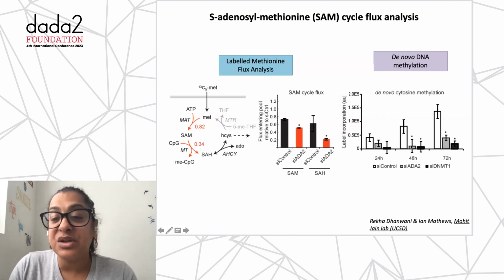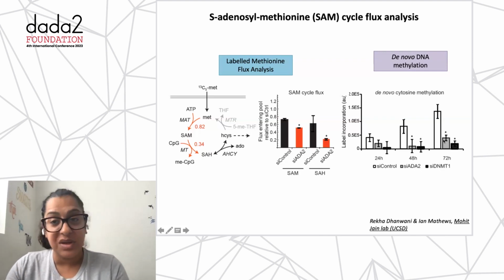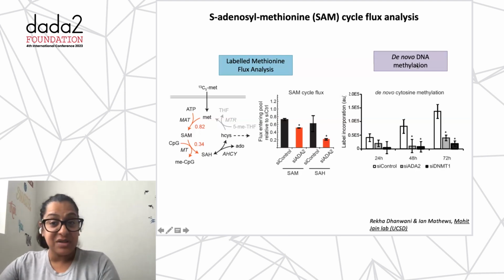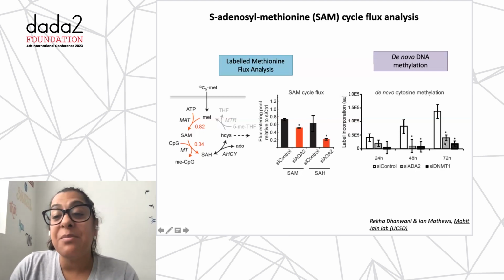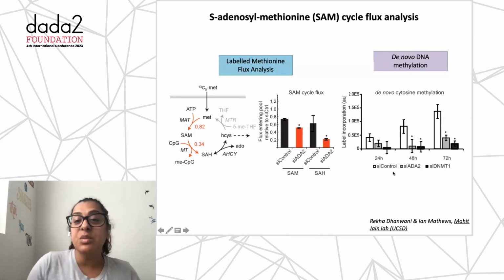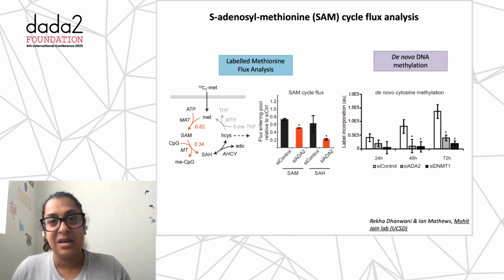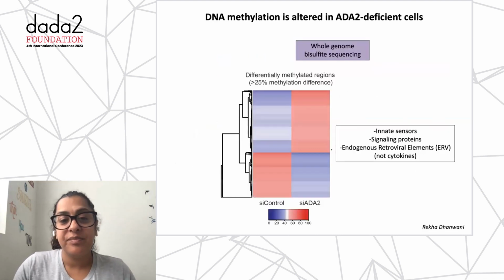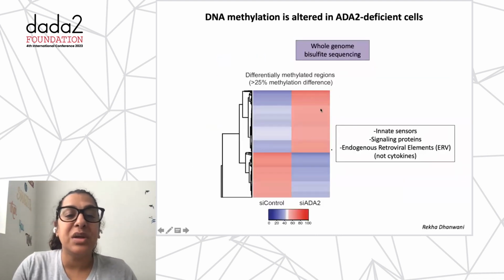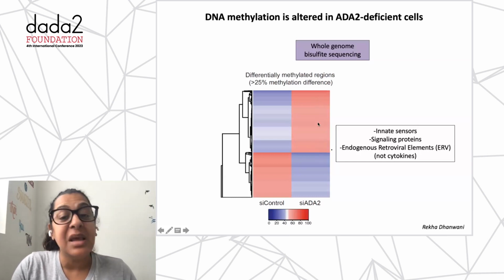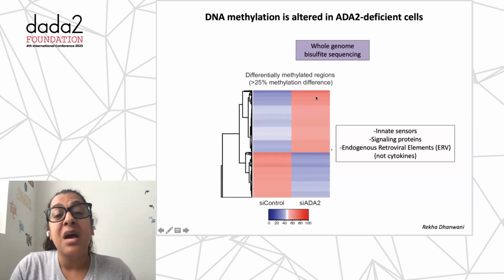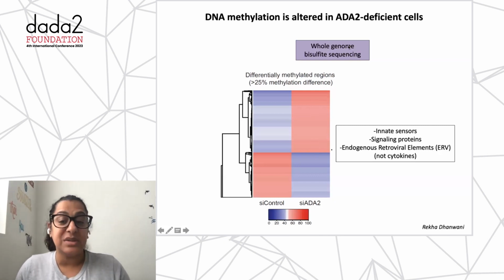We looked at, in ADA2 knockdown cells, we quantified the degree of DNA methylation after the cells divided, and we saw an impairment of DNA methylation in ADA2 knockdown cells, presumably from the fact that these cells are metabolically dysregulated and have lower SAM methionine cycle flux. This is just another way to show you profound changes in the DNA methylation profile of ADA2 knockdown cells, which we looked at in this case using whole genome sequencing.